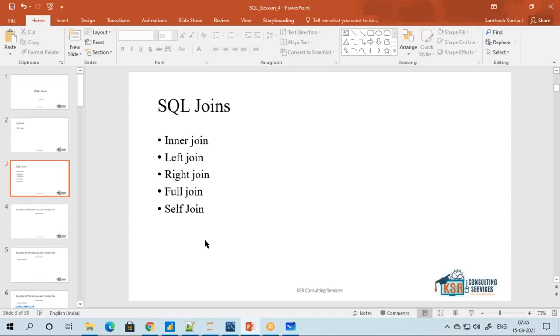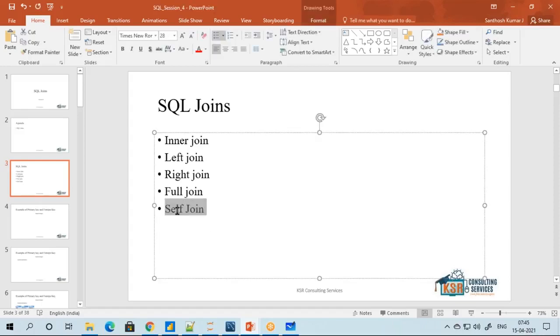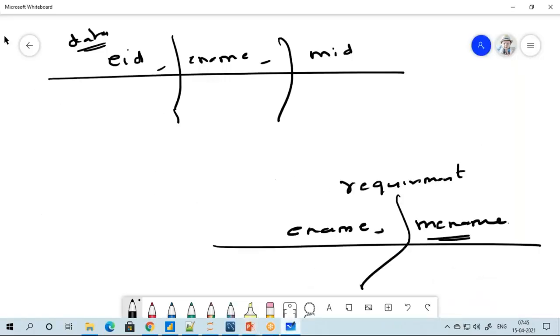Now how to achieve this? For self join, they'll give you a scenario like this. They will ask for employee ID, employee name. Even yesterday I got this question. One of the students got an interview, they asked this question, the same example I've taken. They asked for employee ID, employee name, manager ID. How do you write the query?